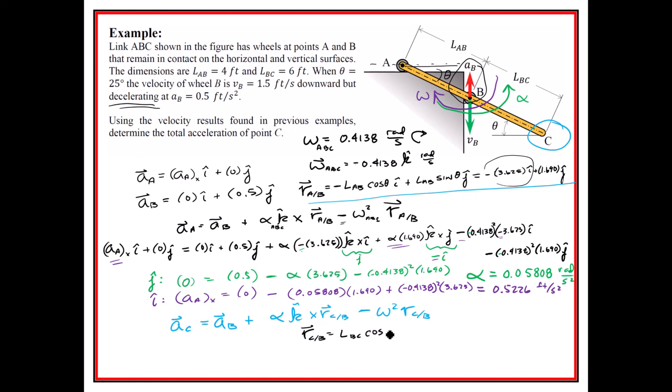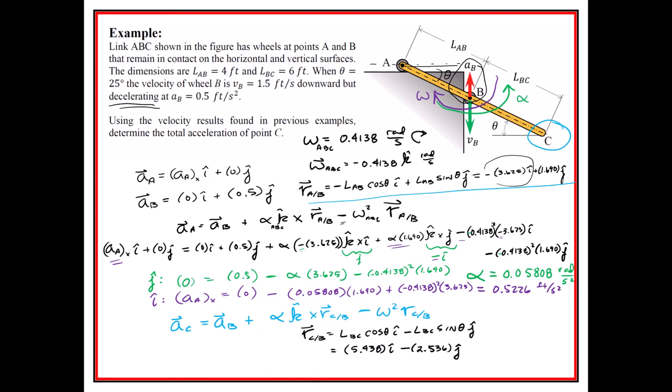LBC cosine of theta I, and now it's going downwards. C is downwards from B, so minus LBC sine of theta J. And we put some values in there, and we're going to end up with a positive 5.438 I and a negative 2.536 J. Okay, I need more space, so we go to the next page.